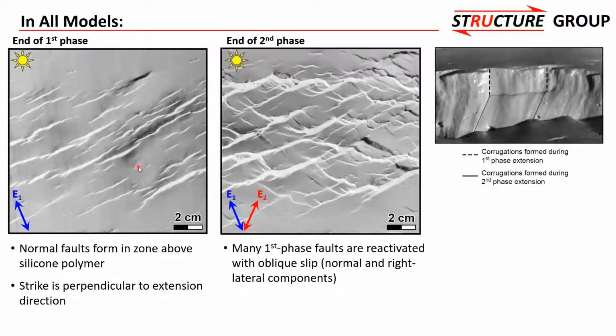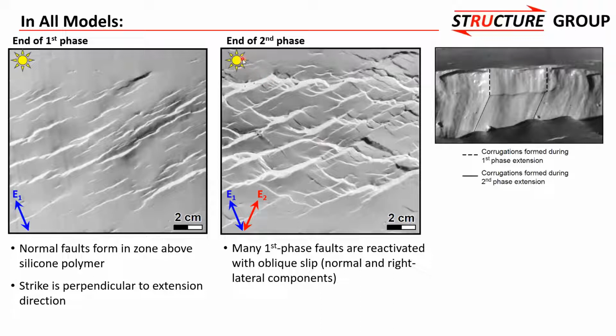So now we're looking at a few photographs of the top surface of the clay model. The little sun indicates the lighting direction for the models. And so fault planes that are dipping toward the sun are going to appear light. Fault planes that are dipping away, or down to the bottom right here, will be dark. And so at the end of the first phase, you can see that there are normal faults that form in the zone above the silicon polymer. These normal faults strike roughly perpendicular to the extension direction, which is again indicated here by this arrow in the bottom left.